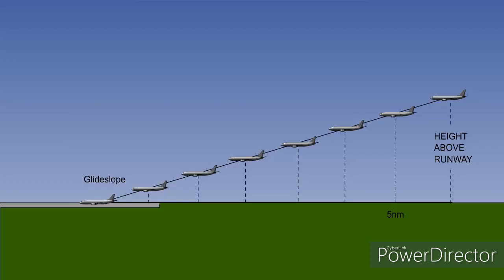An aircraft being positioned for final approach will be given a heading to close with the extended runway centerline at a range of at least 5 nautical miles from the runway threshold. The glide slope is usually 3 degrees, which equates to a descent of roughly 300 feet per nautical mile.